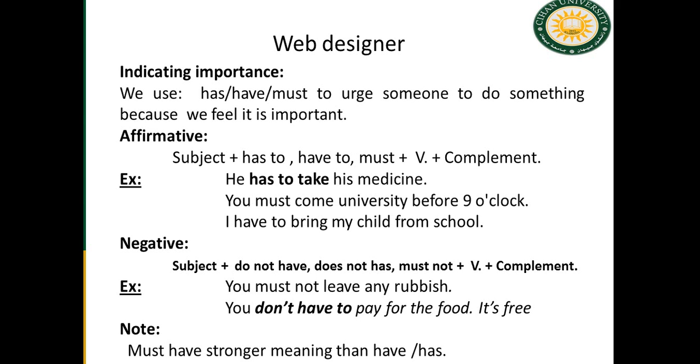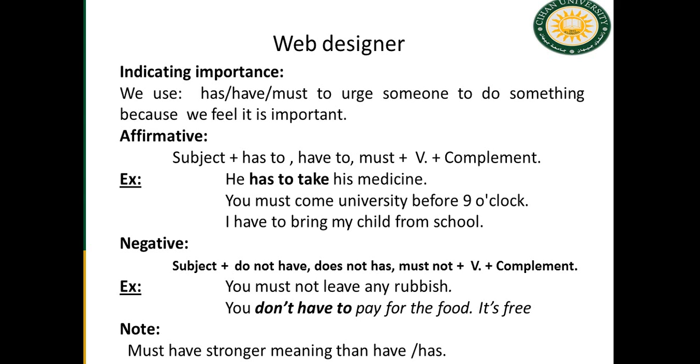Okay, so for the affirmative, you use a subject: I, you, he, she, we. Then you use has or have. Of course, if you use I, you, we, use have to. If you use he, she, or it, you use has to. Or it's possible you use must. Then after that you put the verb, and then the complement of the sentence.